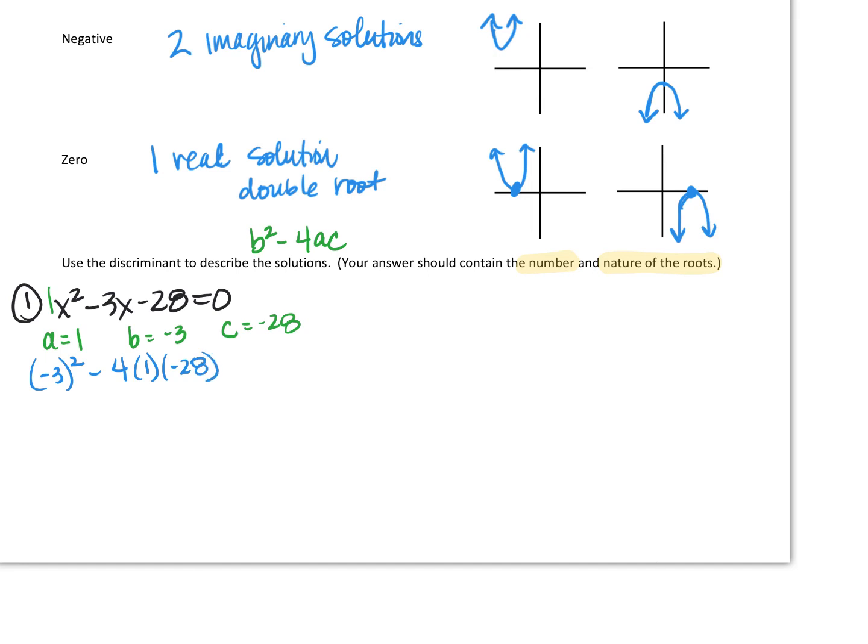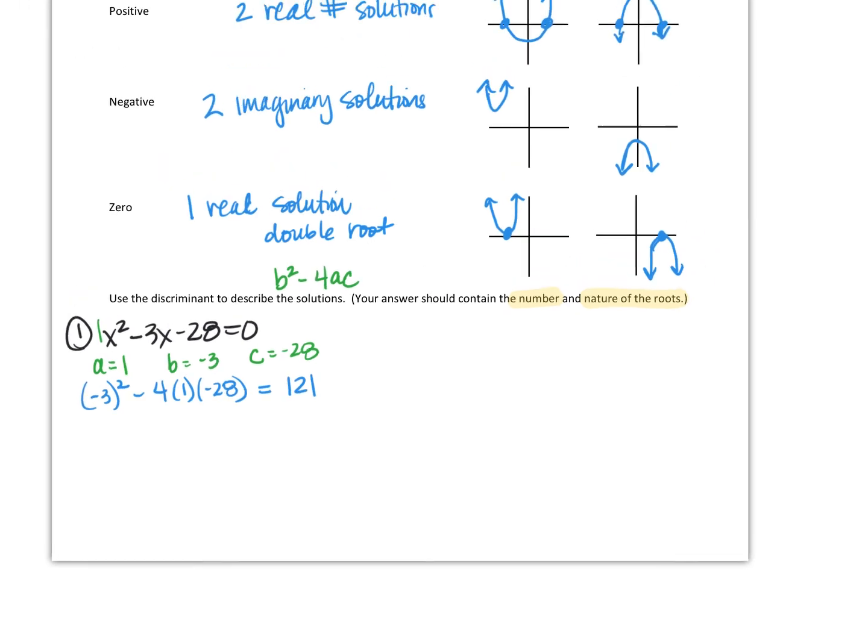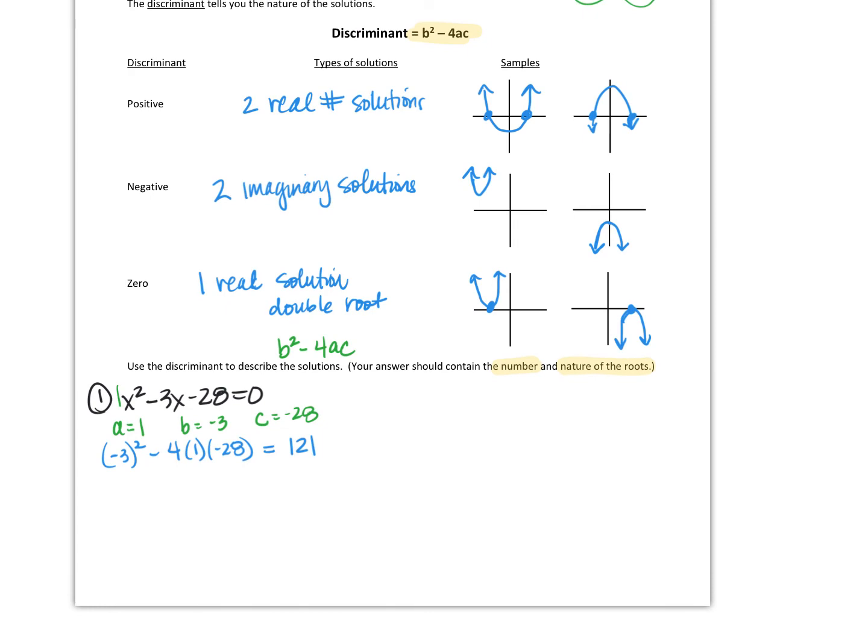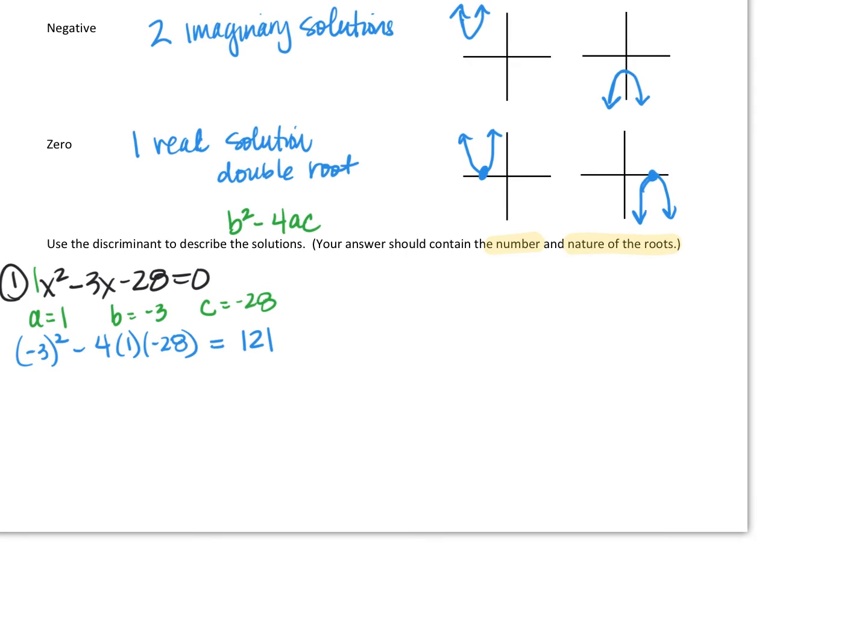And I can plug that into my calculator. And when I do, I'm going to get 121. It's positive. So remember, if it's positive, what does that mean? That means there are two real solutions. So I would say 121, two real numbers. That's my answer. Let's try another one.